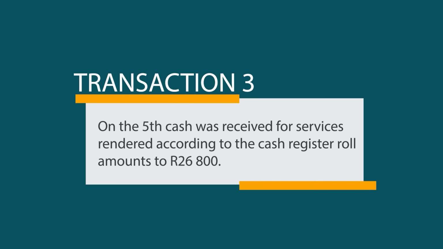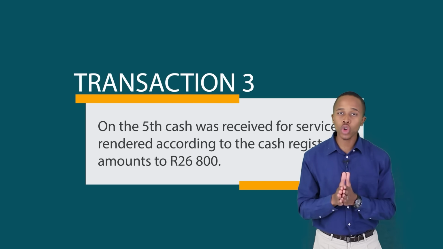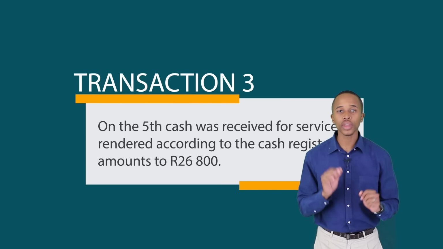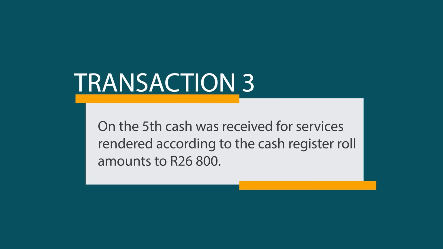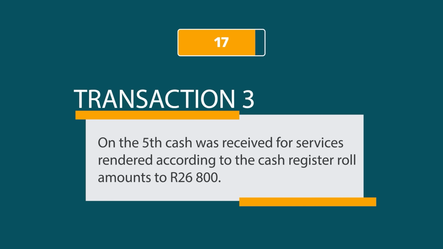On the 5th, cash was received for services rendered according to the cash register roll amounts to 26,800 Rand. Okay, before you go solo, remember, stop, evaluate, move on. Now in this case, we need to identify the key words in the transaction. You should determine if it's CPJ or CRJ. Did you get it? Let's have a look.